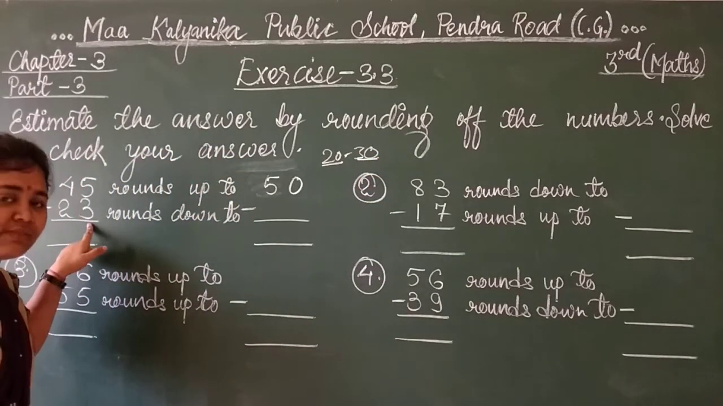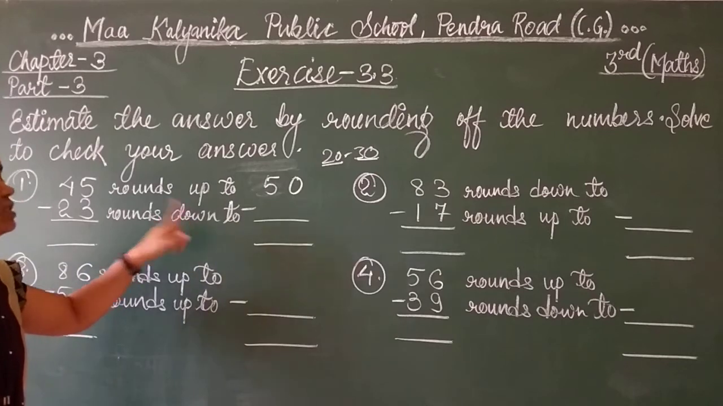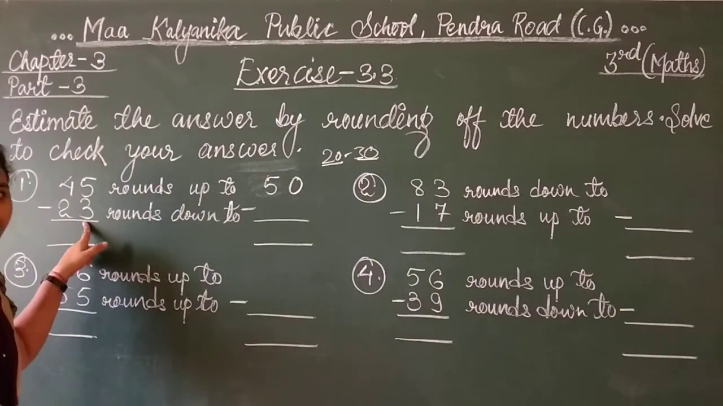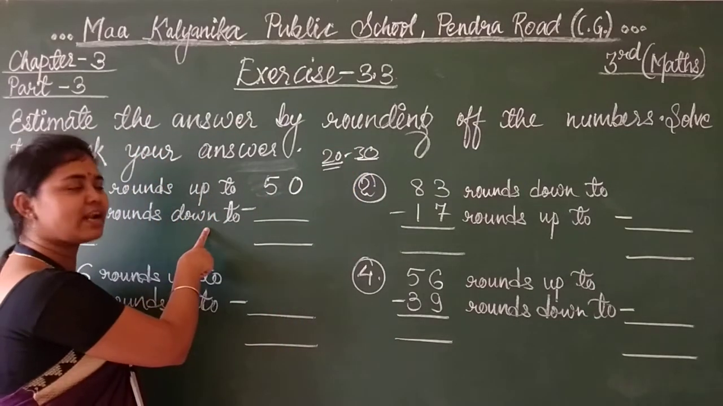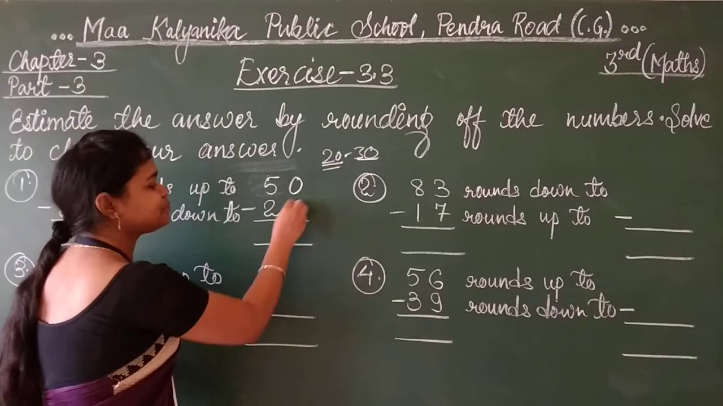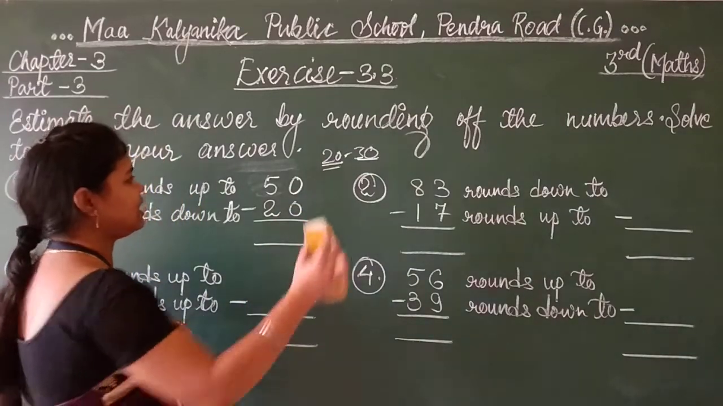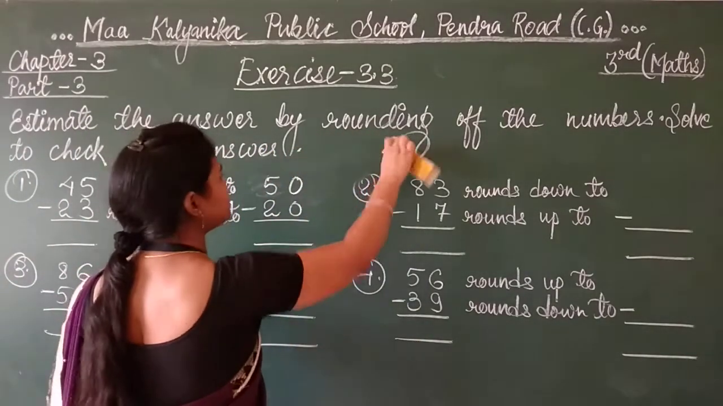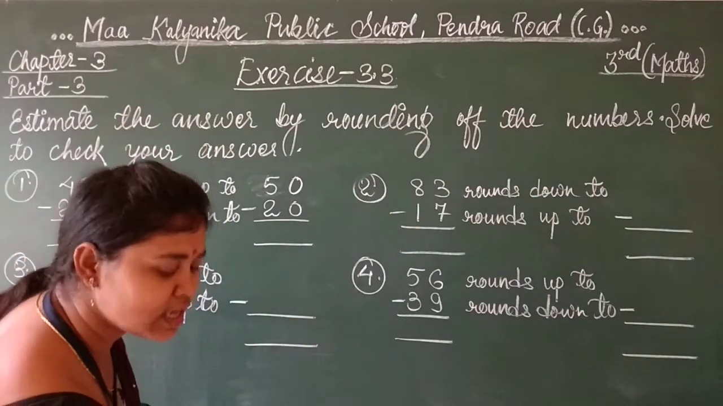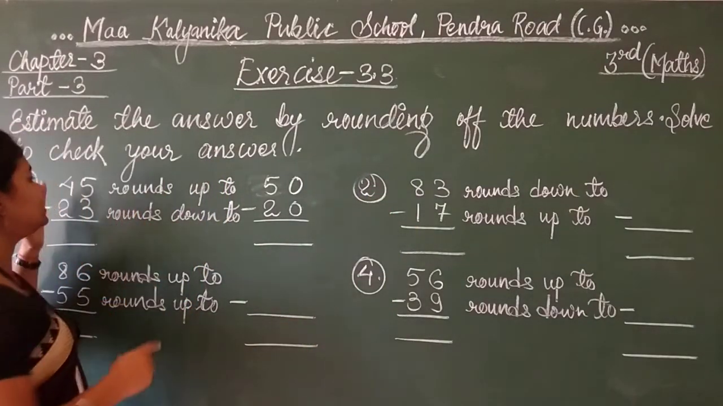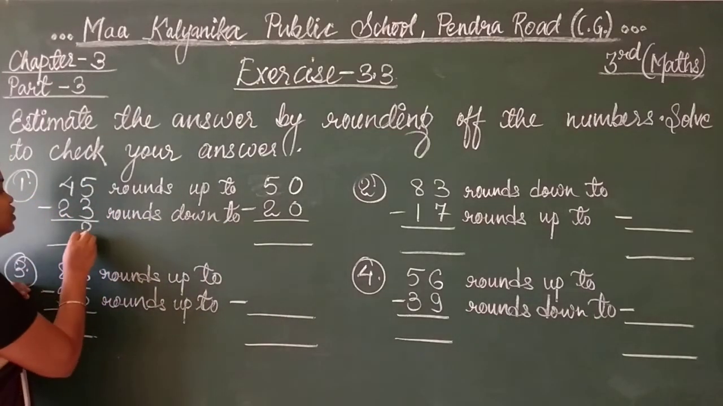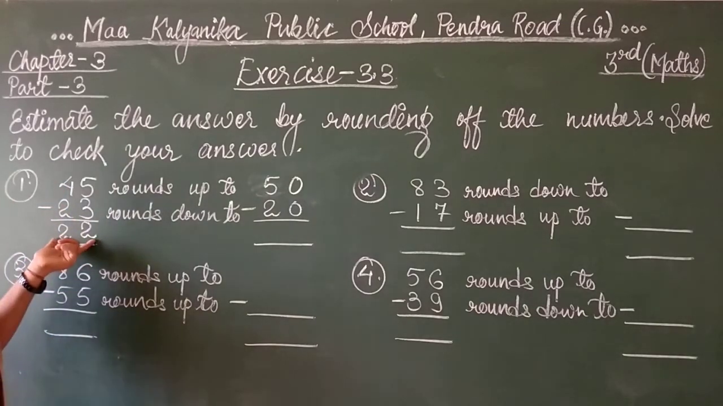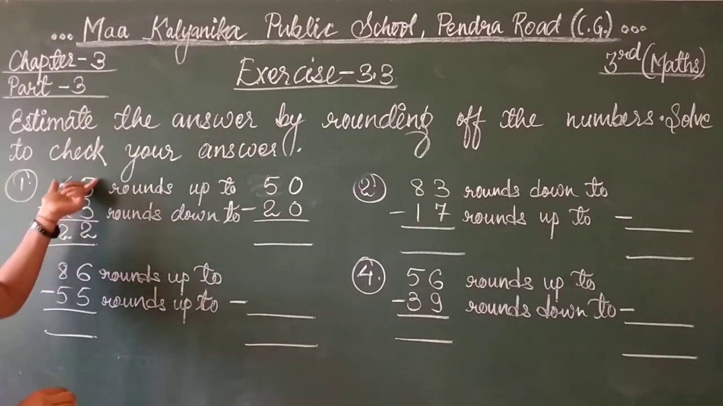And now 3 is given in the ones place, and here it is rounds down. So 3 is below 5, so the first number we will take. So that's why here it is written rounds down. So 20. Okay students. So I think it is easy for you now how to round up and round down the numbers. So see students, now find the actual difference. 5 minus 3, 2. 4 minus 2, 2. So 22 is the actual difference of 45 and 23.